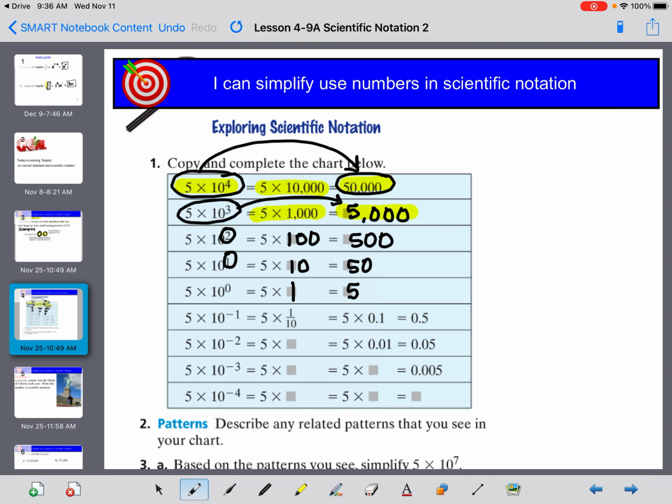5 times 10 to the negative 1 is 5 times 1/10, which is the same as 0.5. 5 times 10 to the negative 2 is like 1 over 100. Here it's 1 over 1,000. Here it's 1 over 10,000. And so what we end up with is 1/1,000th and 1/10,000th.